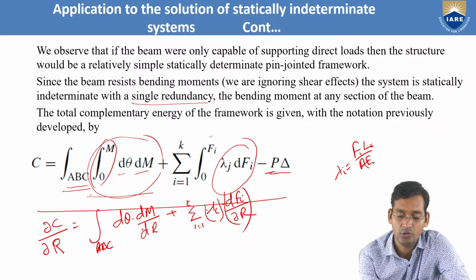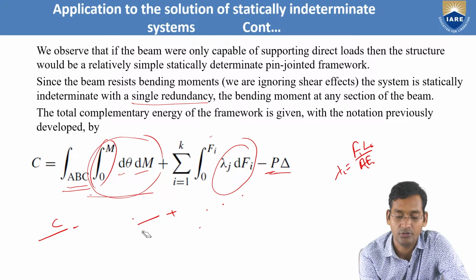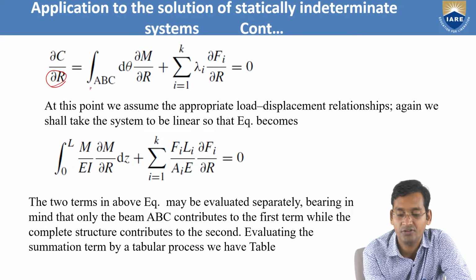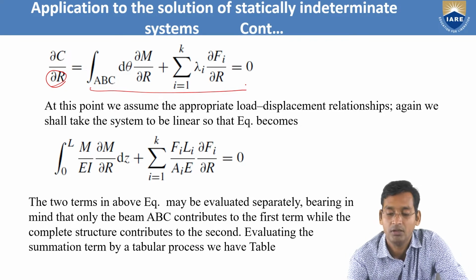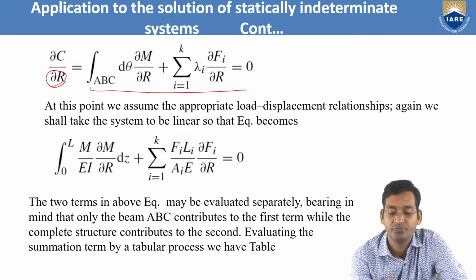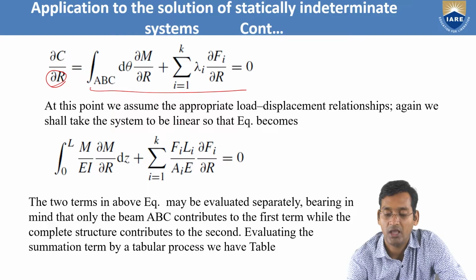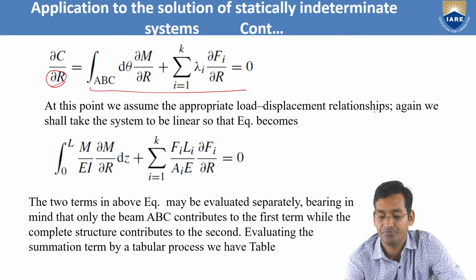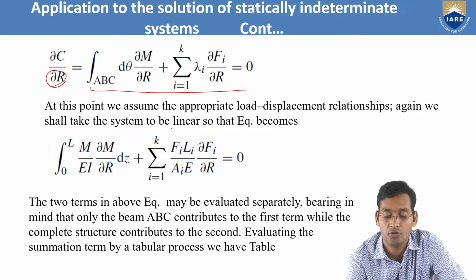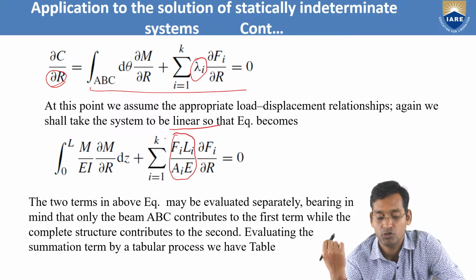So next step what will we do? We will substitute after differentiating. So this will be the differentiation. Just equate to 0. So here after differentiation we will get this one equate to 0 for equilibrium. That must be equal to 0. At this point we assume the appropriate load displacement relationship, right? Again we shall take the system to be linear, so that equation becomes, for the linear equation, lambda value was what? Fi Li by Ai into E.